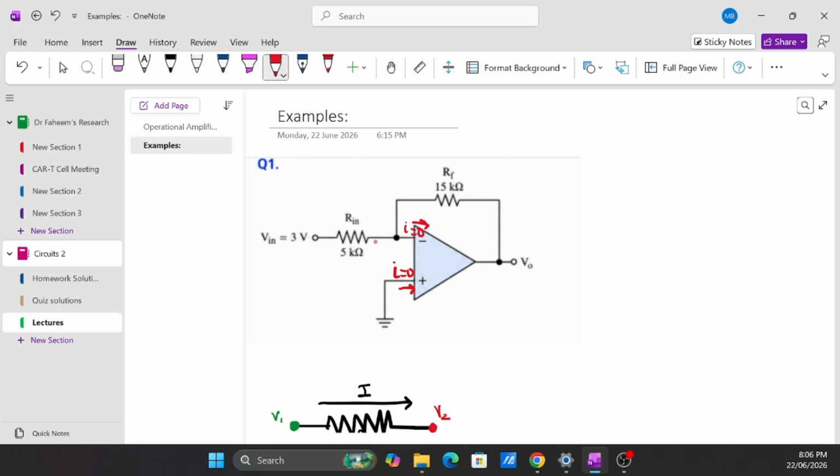The second thing we're going to do is highlight the node across these inputs. So the node over here, and these inputs are actually virtually shorted, so it's going to have the same potential as the node over here.